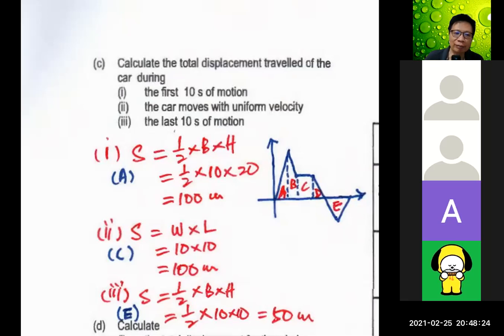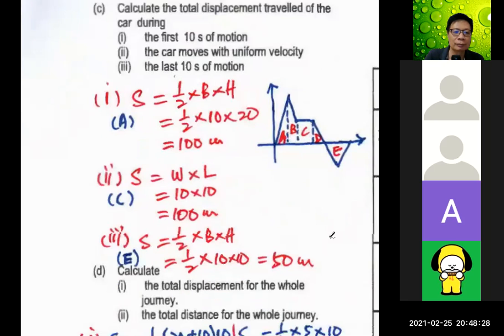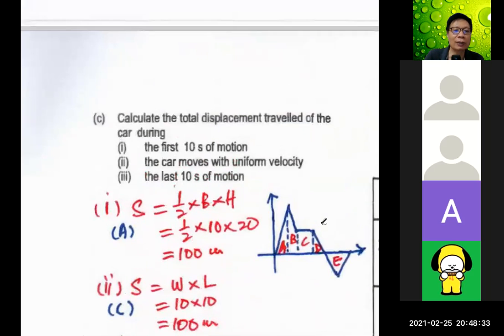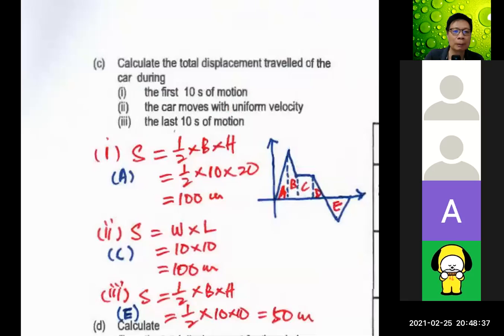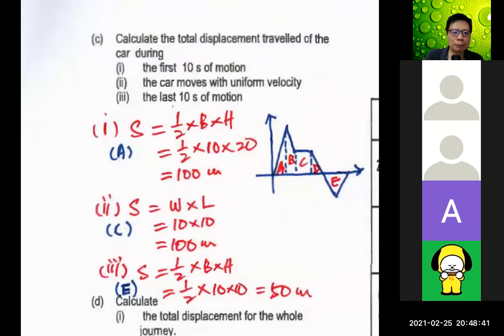Okay, this one finished. We move to the next one, the second part. This one finished already. Now, part 1 first. Part 1 of section T. Total displacement for the whole journey. Whole journey means you need to find every part. So there are 5: A, B, C, D, E.